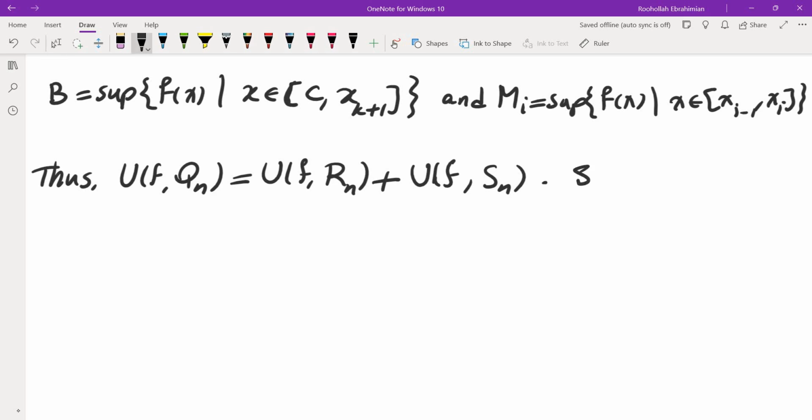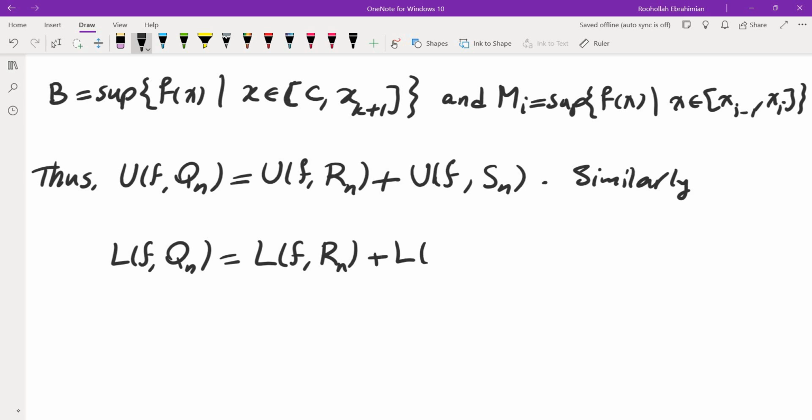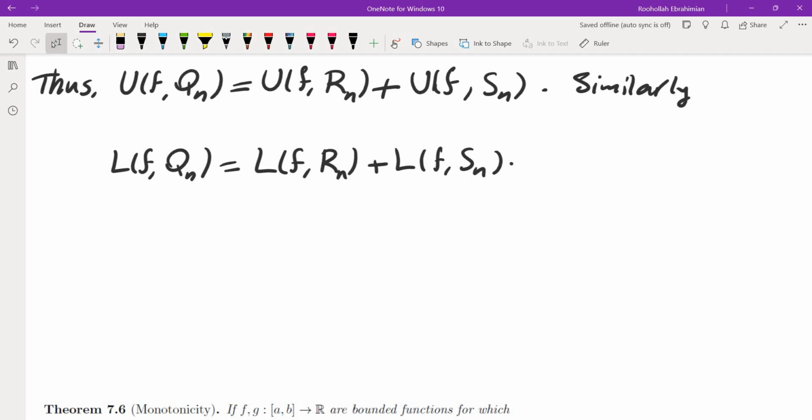And then similarly, the lower sum for Qn is just the lower sum for Rn plus the lower sum for Sn. Now, what we are trying to show is that f is integrable over [a, c], which means I'm looking for an Archimedean sequence of partitions of [a, c]. Rn is a sequence of partitions of [a, c].